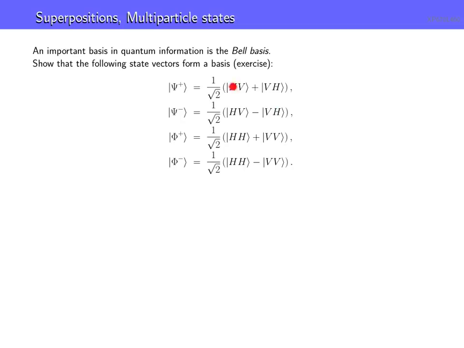These are orthogonal, so HV on VH gives you 0. And lastly, you have minus VH on VH, which gives you minus 1. So you have 1 minus 1 is 0. So these are clearly orthogonal.